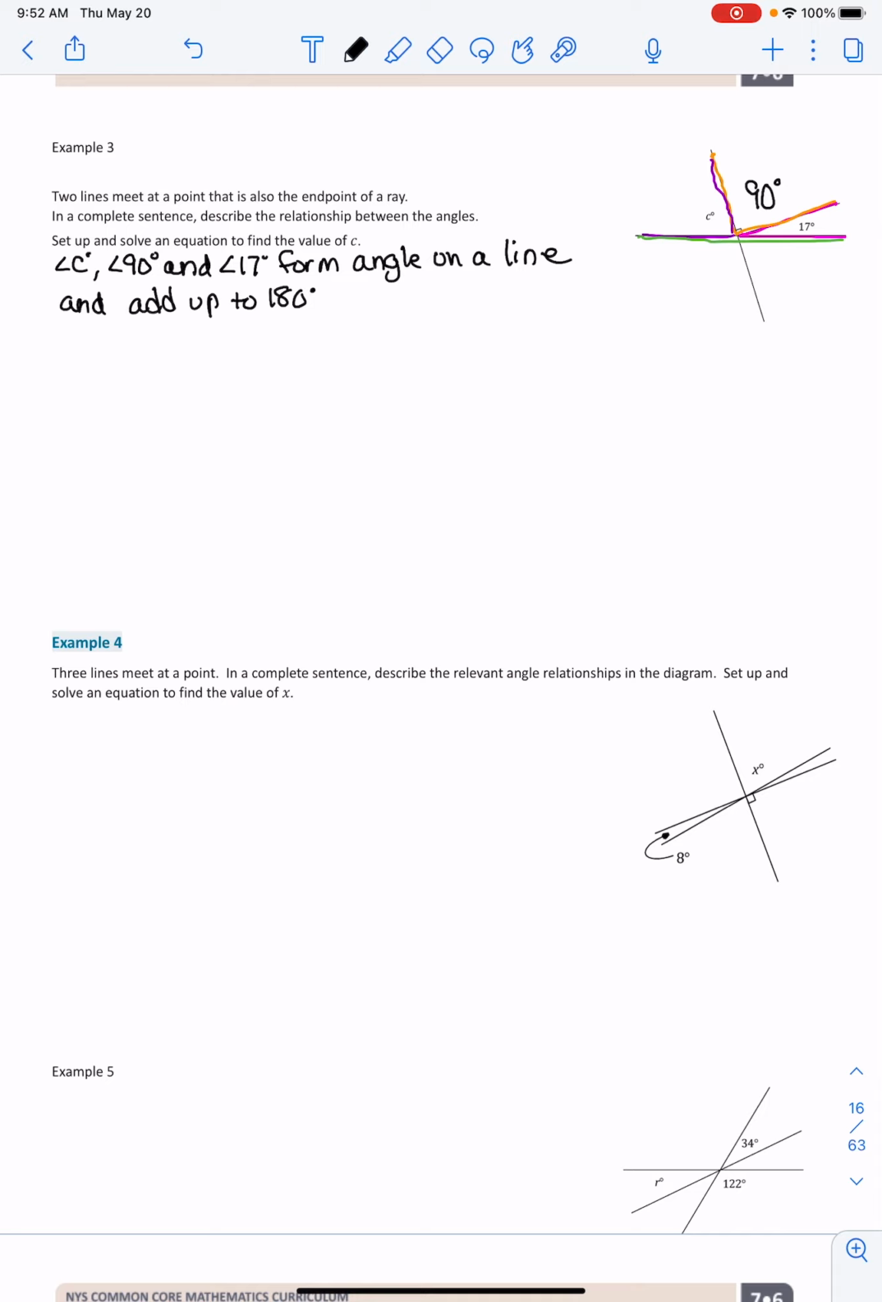So let's put these in an equation. So C plus 90 plus 17 equals 180 degrees. Adding these two together, I have C plus 107 equals 180. So subtracting 107 from both sides, I have C equals 73 degrees.